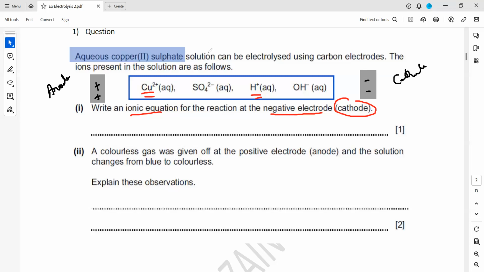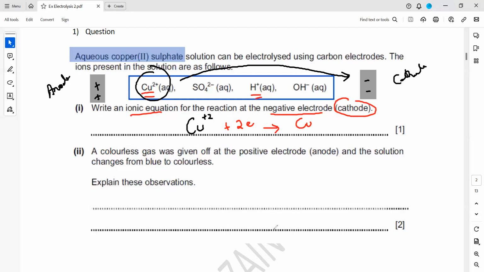As the copper moves there, we have copper that is attracted towards the cathode. When the copper is attracted towards the cathode, we have to write the equation for that. So copper is Cu with a charge of +2. If Cu is there with a charge of +2, what will happen? It will take 2 electrons and turn into a copper atom. So copper ions gain 2 electrons and turn into copper atom. That's the equation for the negative electrode or cathode.